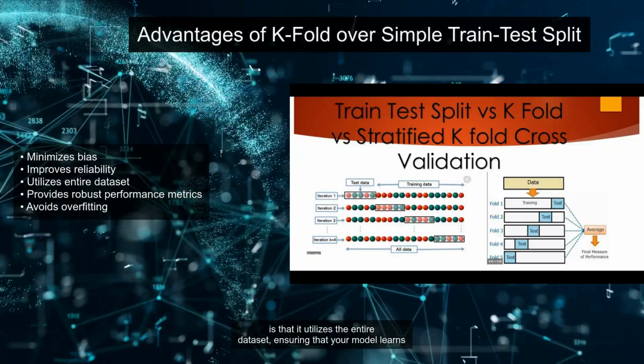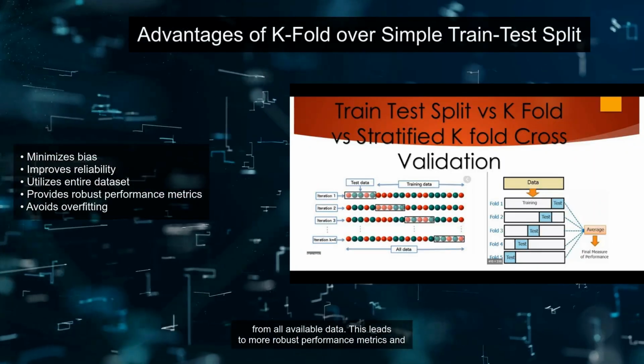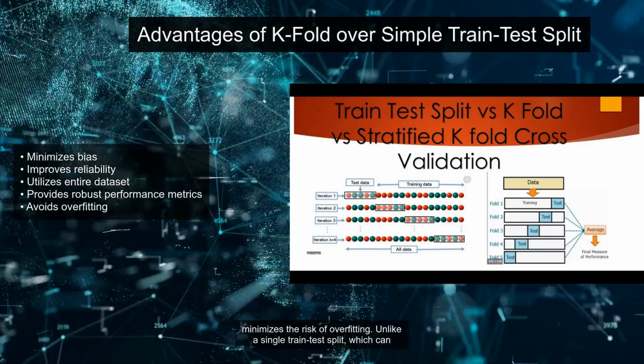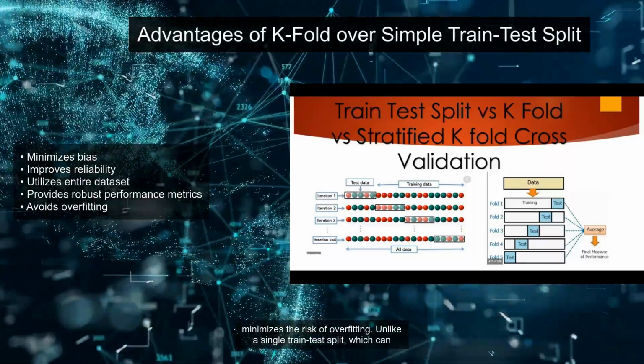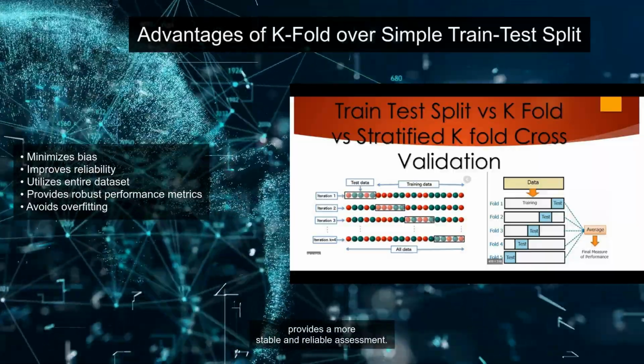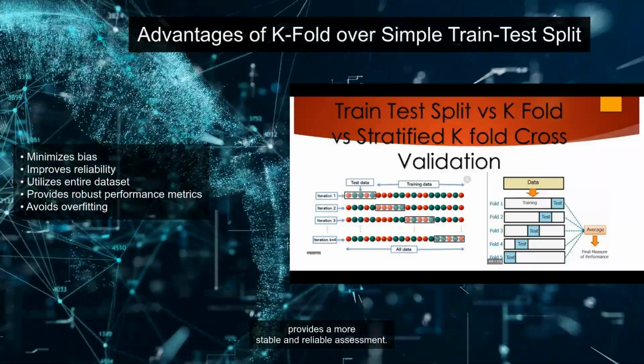Another crucial advantage is that it utilizes the entire dataset, ensuring that your model learns from all available data. This leads to more robust performance metrics and minimizes the risk of overfitting. Unlike a single train test split, which can be heavily dependent on how the data is divided, k-fold cross-validation provides a more stable and reliable assessment.